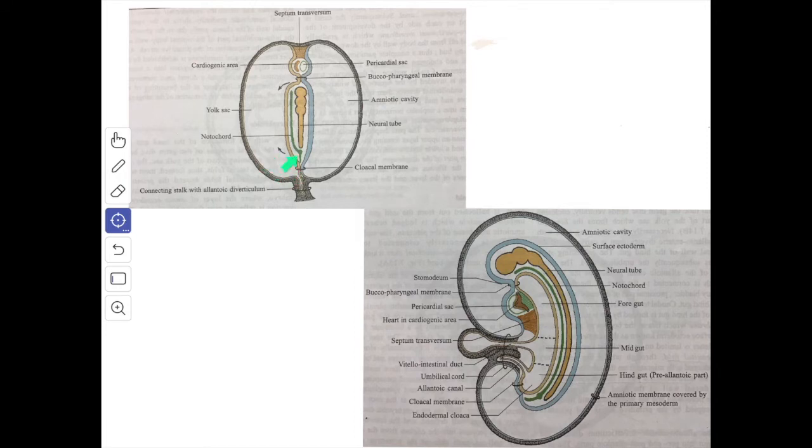Around the caudal end of the notochord and the neural tube, the germ disc bends ventrally, enclosing a part of the yolk sac which forms the hindgut. The connecting stalk with the allantoenteric diverticulum is carried onto the ventral wall of the hindgut. The connecting stalk subsequently forms the umbilical cord.